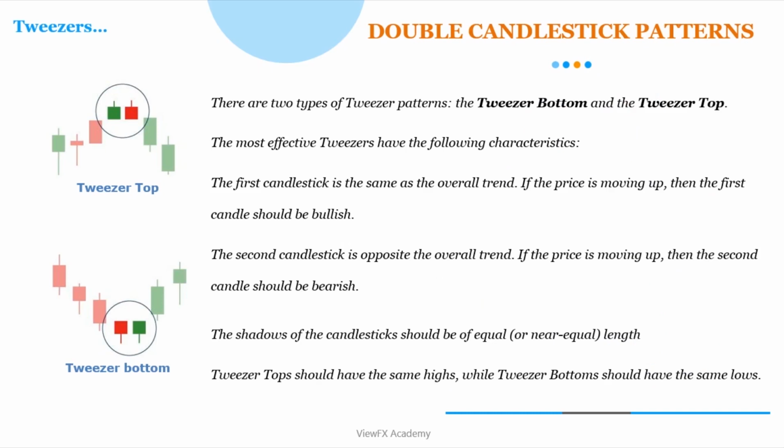The most effective tweezers have the following characteristics. The first candlestick is the same as the overall trend. If the price is moving up, then the first candle should be bullish. The second candlestick is opposite the overall trend. If the price is moving up, then the second candle should be bearish. The shadows of the candlesticks should be of equal, or near equal, length. Tweezer tops should have the same highs, while tweezer bottoms should have the same lows.